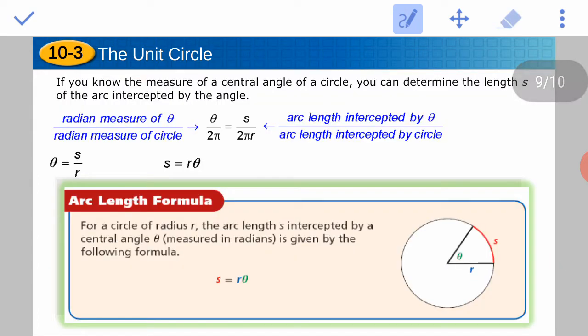Another idea, guys, in this section, the arc length formula. If we have a circle and we have a central angle theta in a circle with a radius r, we can figure out the length of the arc opposite to the central angle theta. The length of this arc is given by the formula S equals r times theta. S is the arc length, r is the radius of the circle, and theta is the measure of the central angle, and this measure has to be in radians. It can't be in degrees.